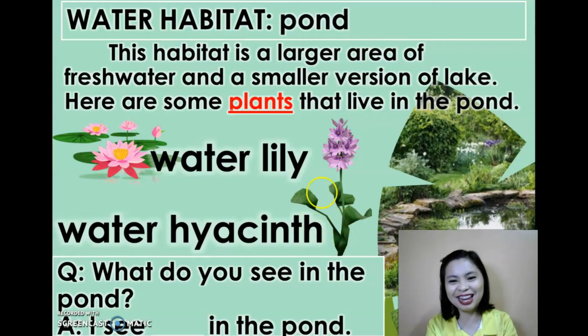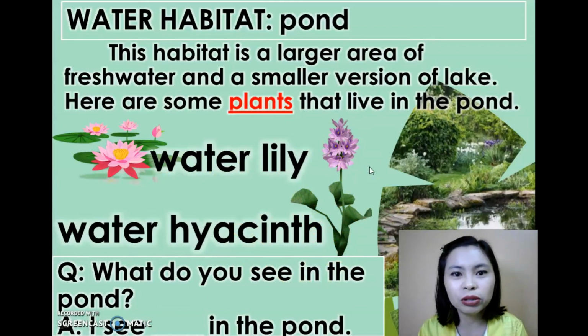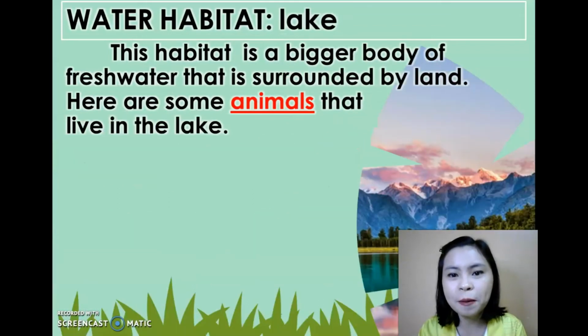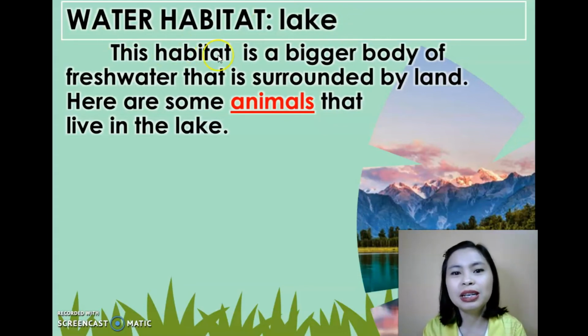Okay, great. Good job. Next we have water habitat number 2, lake. Okay, this one. Lake. Can you say it with me? Okay, good. So this habitat is a bigger body of fresh water and is surrounded by land.